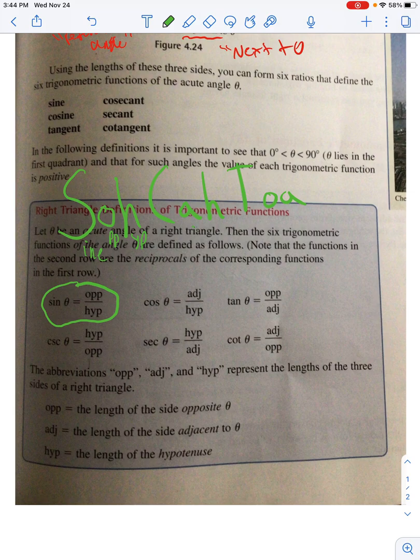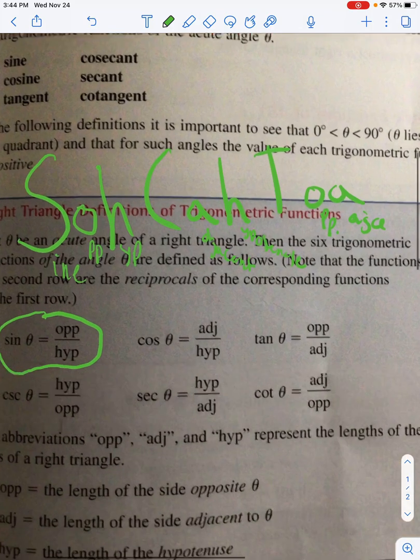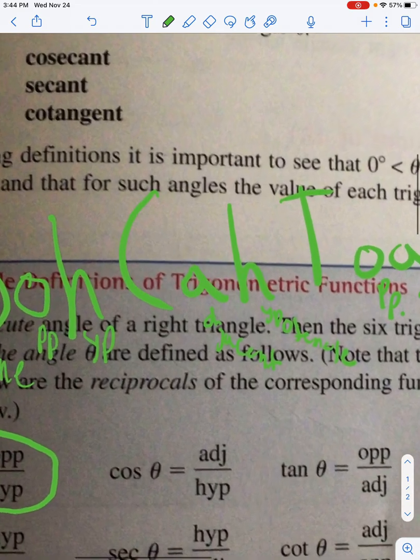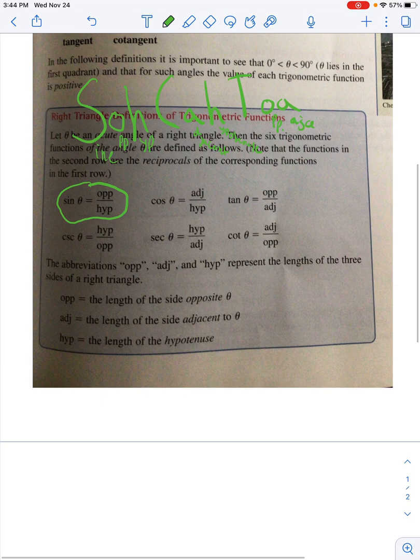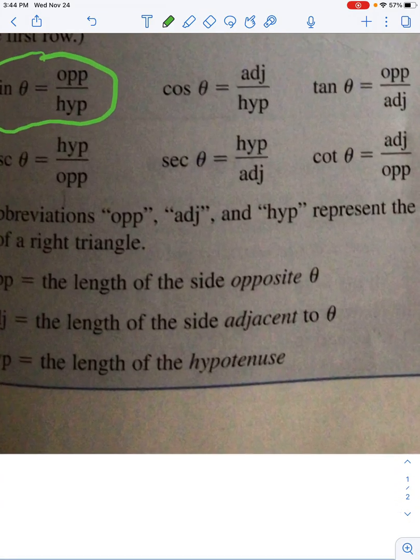Whereas cosine stands for adjacent over hypotenuse. Again, these are the ratios. And then tangent is opposite over adjacent. So how do we remember this? We remember this by using SOHCAHTOA. SOH means opposite over hypotenuse. CAH means adjacent over hypotenuse. And TOA means opposite over adjacent.